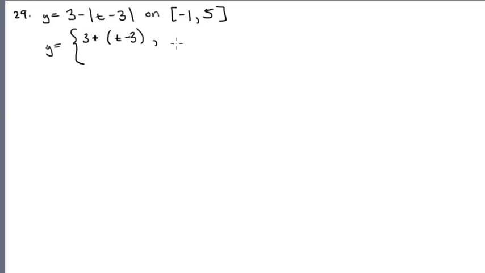In the case where t minus 3 is less than 0: if I have t minus 3, and that's some number which is less than 0, then I'm going to multiply that by a -1 in order to make it positive again. In the other case, where t minus 3 is greater than or equal to 0, I'm just going to leave it alone, because I'm going to get a positive number, so it stays just t minus 3.